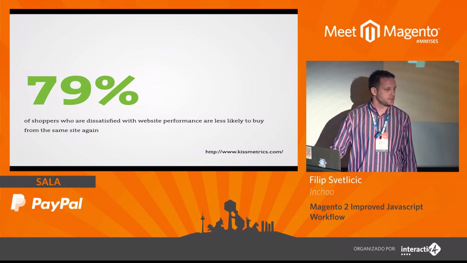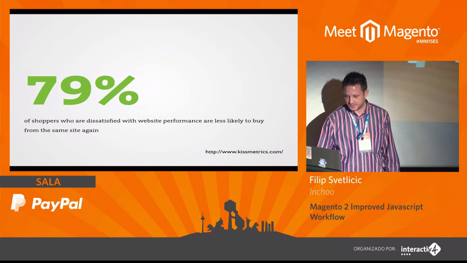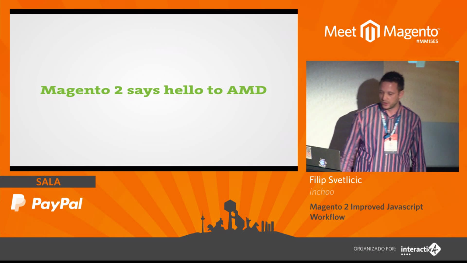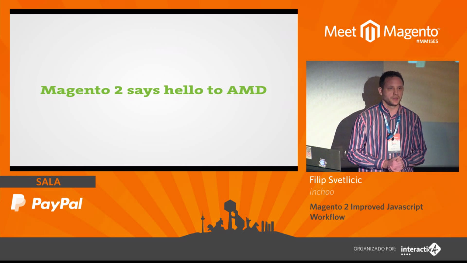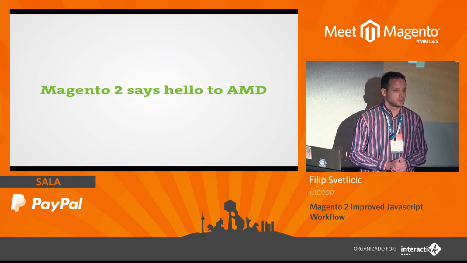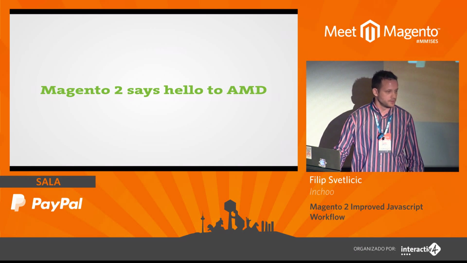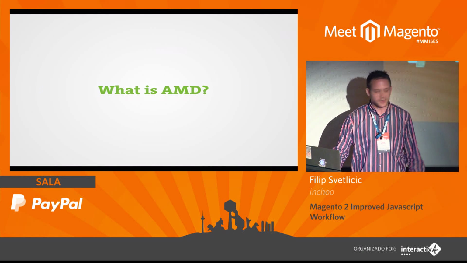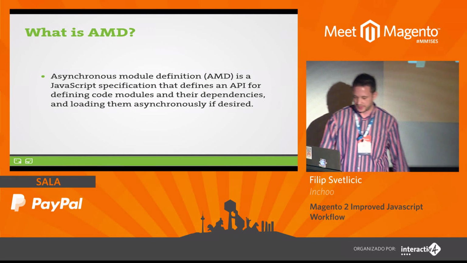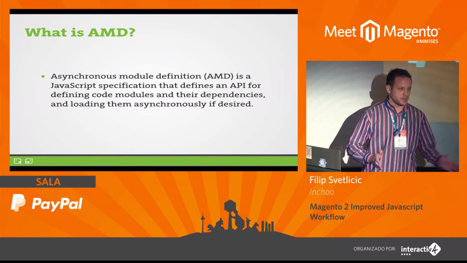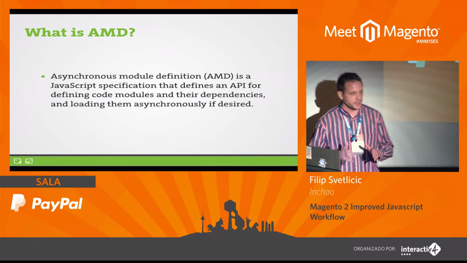Now, what is the answer in the upcoming version? Magento 2 says hello to AMD. How many of you are really working with AMD? Cool. I didn't work with it until Magento 2. So what is AMD? Well, it's an asynchronous module definition, and it's a JavaScript specification that defines an API for defining modules and their dependencies.